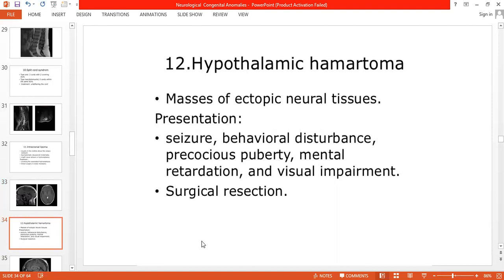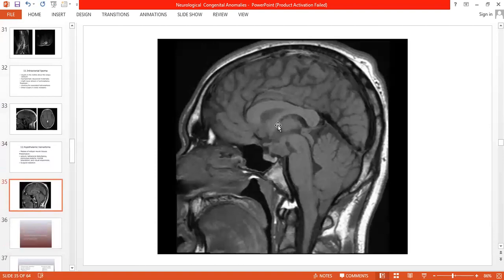Hypothalamic hamartoma, abnormally located brain tissue. These cause behavior disturbances and precocious puberty, mental retardation, and visual impairment. This is very rare, very rare. This is masses of ectopic neural tissue. Usually if they are continuously growing and cause mass effect, surgical excision is warranted, like this one. This is a normal neural tissue lying below the corpus callosum and dorsally over the midbrain.